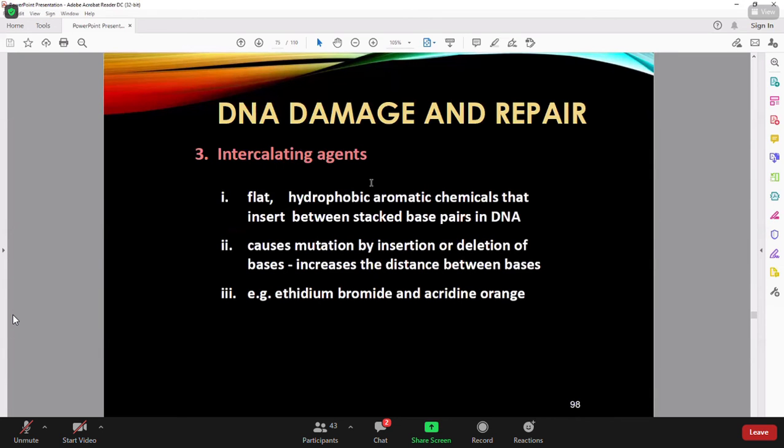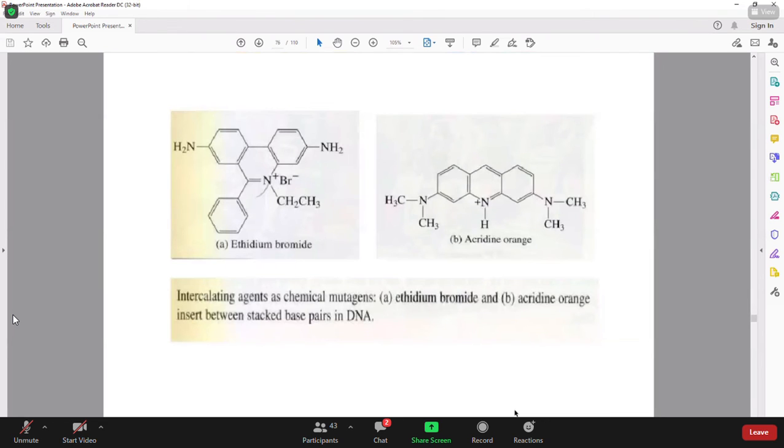Okay, this is intercalating agents. These are hydrophobic aromatic chemicals that insert between stacked base pairs in DNA. It can cause mutation by insertion or deletion of bases, so it increases the distance between bases. For example, ethidium bromide and acridine orange, which I mentioned earlier. Ethidium bromide is used, if anyone works in a lab, there is ethidium bromide. Acridine orange, if I'm not mistaken, is used in the dye industry, but I'm not sure.